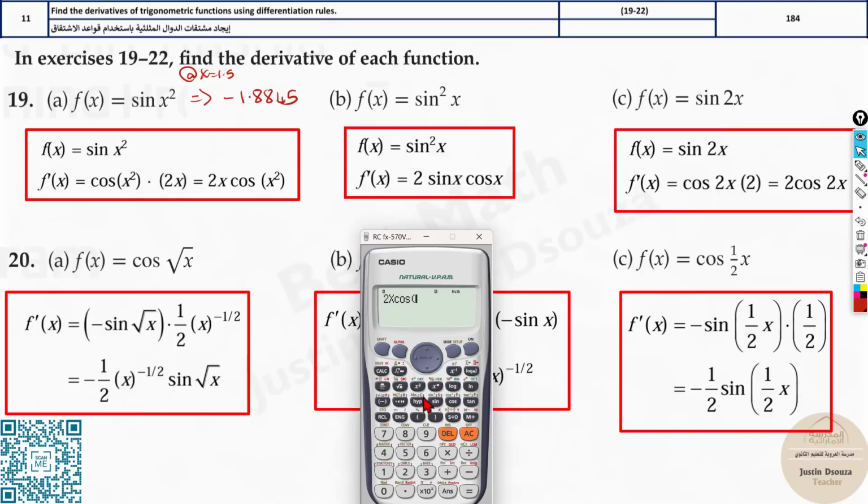2x cosine x squared, close the bracket. And calculate this at 1.5, whatever value you consider, the same value you must use. And look at this, it matches. Now let me change a single value here and calculate it at 1.5. It's not going to be the same. No other answer will match. Only one correct unique solution will be there.